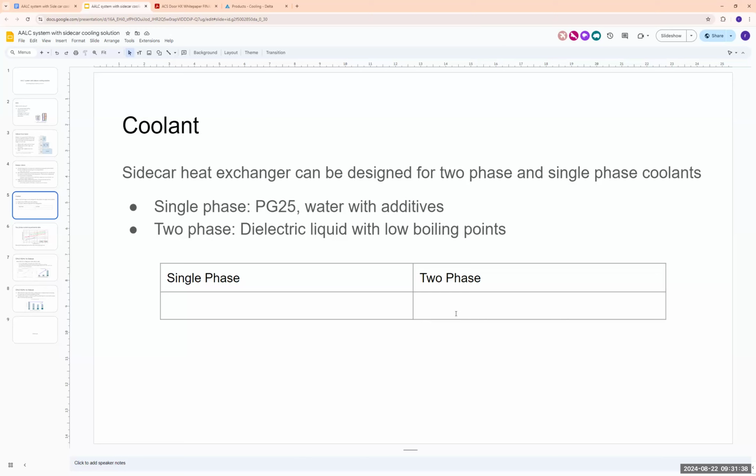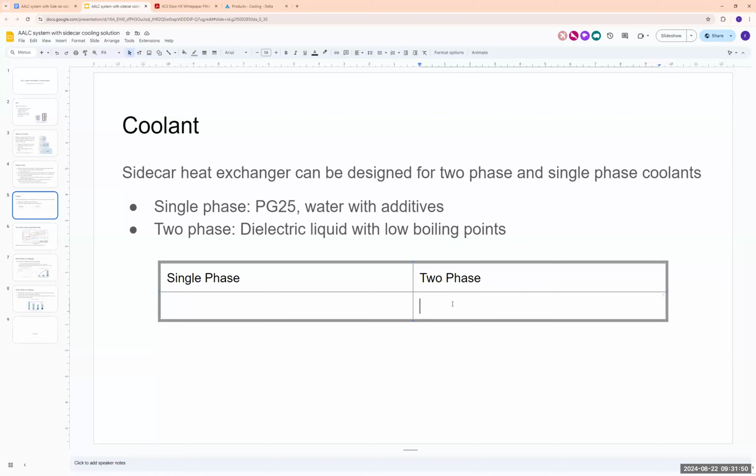Yeah, I'd like to have a comparison, like what are the major component differences that you would see between single phase and two phase. Maybe you can add a slide with this headline.